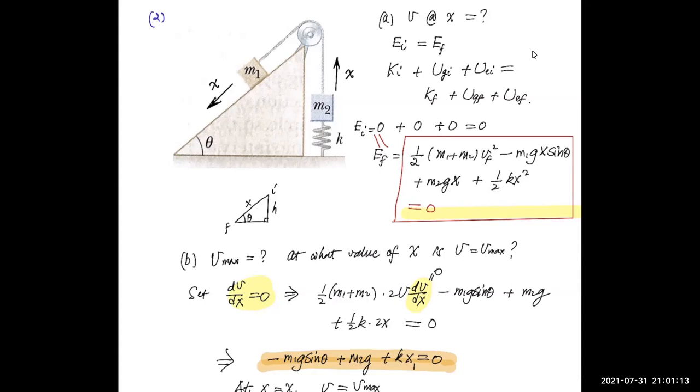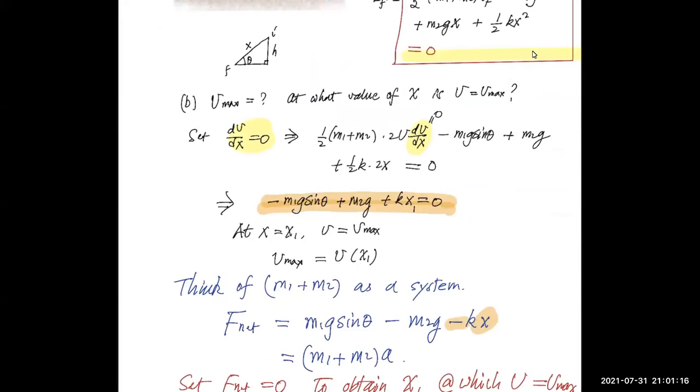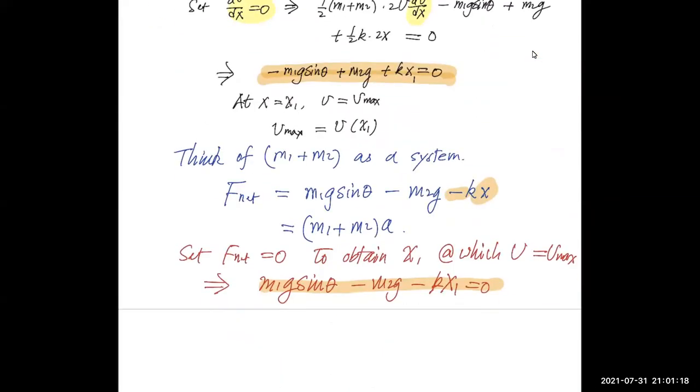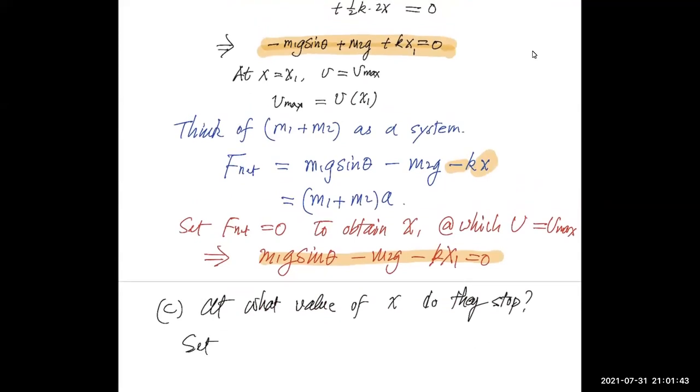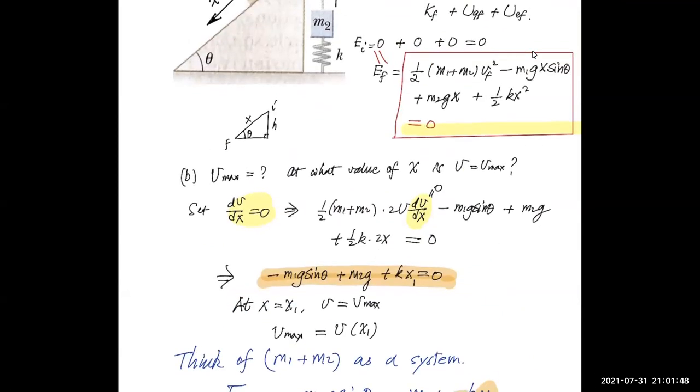All we need to do really is just to set the final speed to 0. Okay, that's all we have to do. But I'm going to do this anyway, just to complete this problem. So, at what value of x do they stop? All you have to do is set v equal to 0 in the equation in the red box, right here.